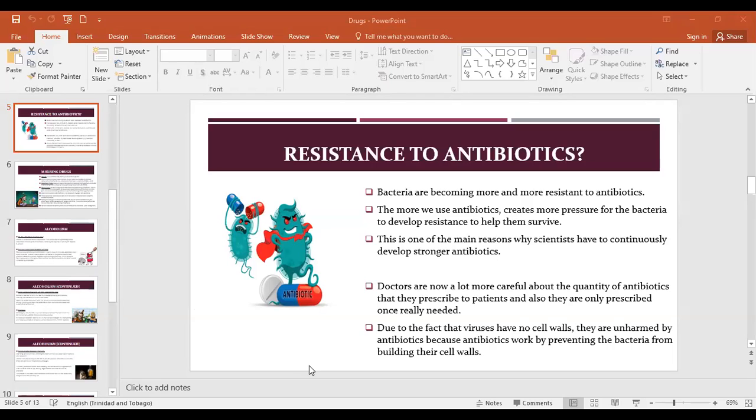This is why scientists are constantly looking to upgrade the whole antibiotic composition, because bacteria are becoming more and more resistant to antibiotics. And that is why antibiotics should only be taken for a certain amount of time and not be taken all the time for everything.